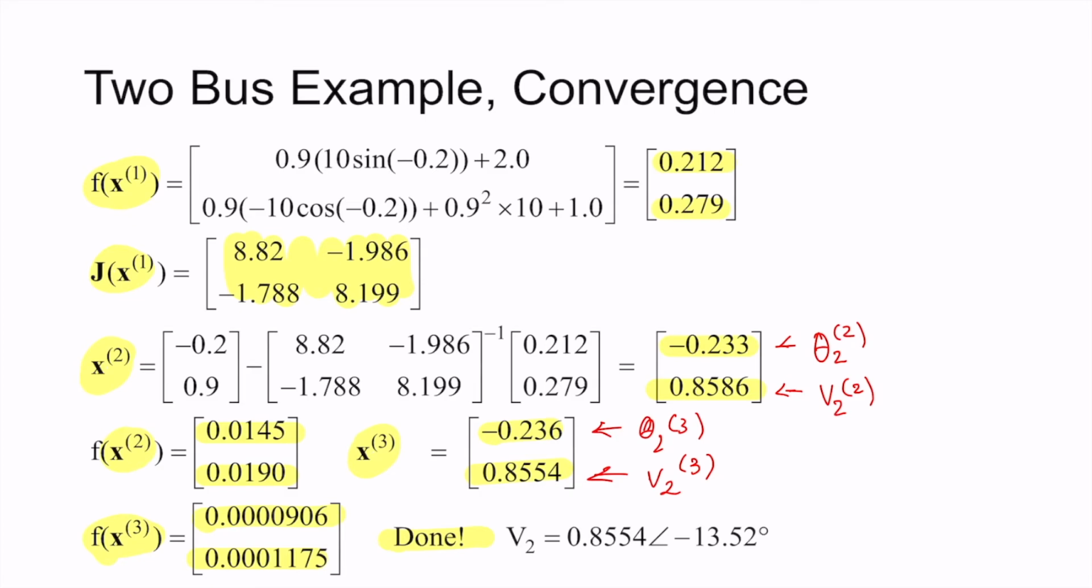The solution of our problem is V2 equal to 0.85 per unit and minus 13.52 degrees. But you can present information in radians or you can present information in degrees.